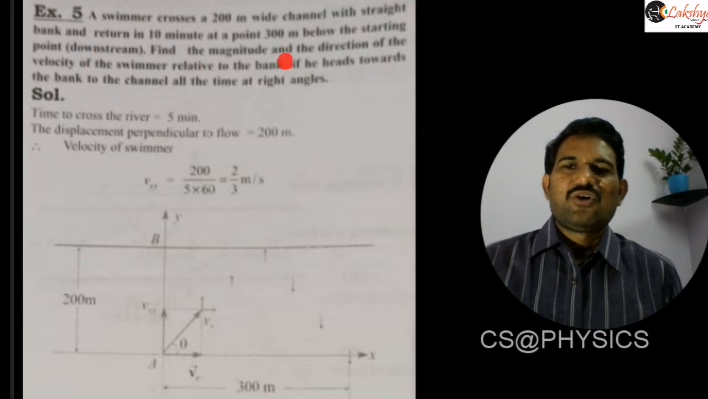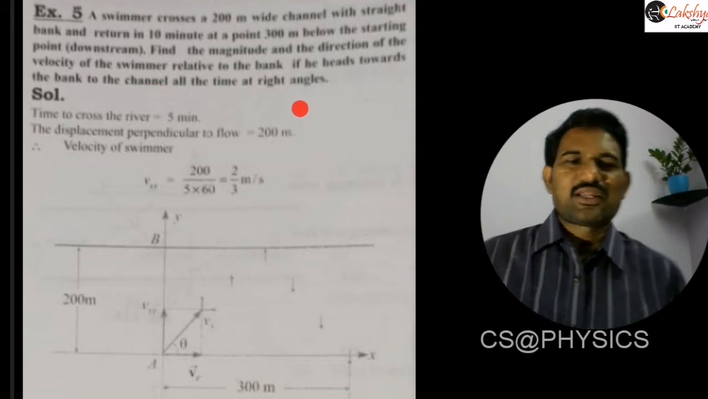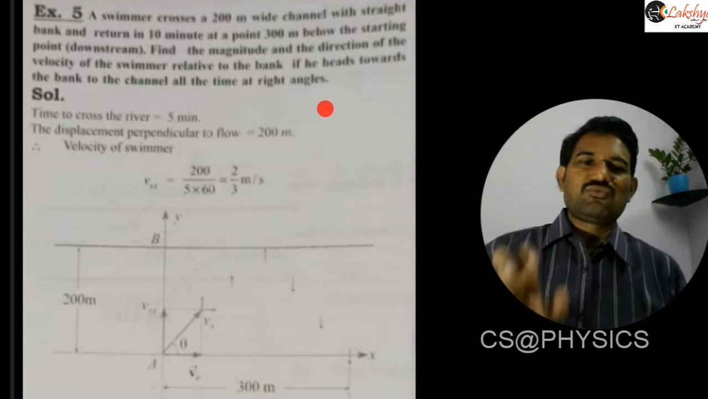Find the magnitude and direction of the velocity of the swimmer relative to the bank, if he heads towards the bank to the channel at all times at right angles. So right angle, this is another word which I said in the last class.